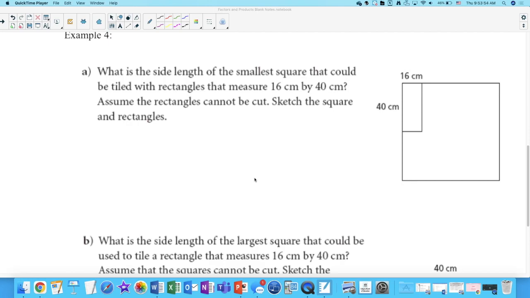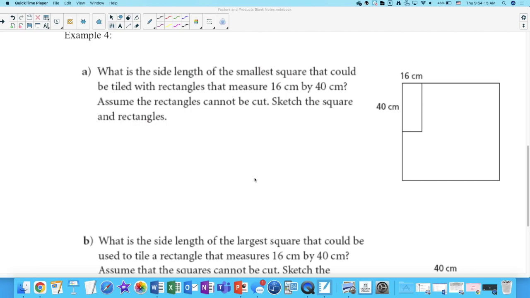If you see a question that says, what's the biggest way that you can do this? And it's that type of question, it's going to be a greatest common factor question. Okay? So essentially, if we draw the diagram, what we're doing is we're laying down copies of this rectangle.